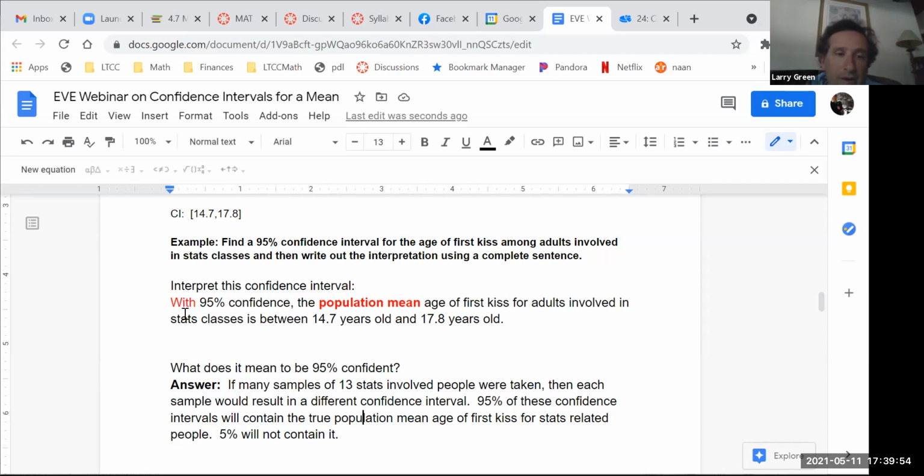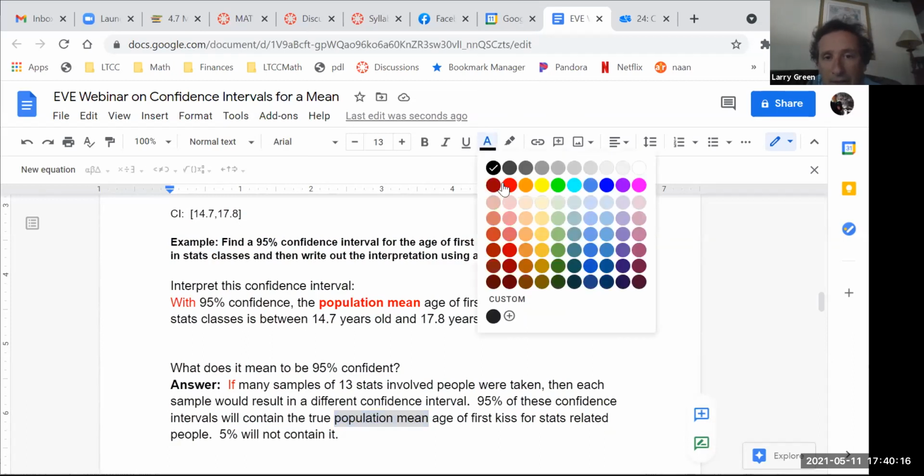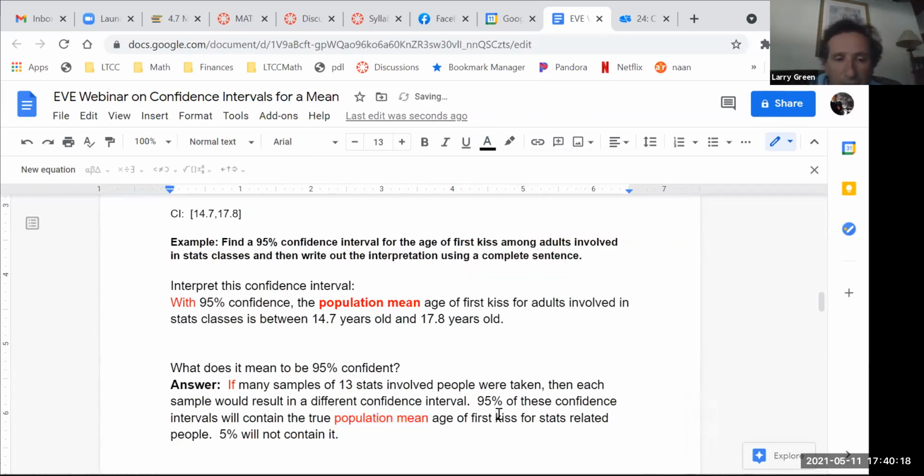Okay, so what does the confidence interval mean? That's the "with." What does it mean to be 95% confident? That's this guy. That starts with the word "if." Let me highlight "if." And let me also highlight, because what it's all about, population mean, because those will always happen. Any questions at all on this interpretation and what it means?